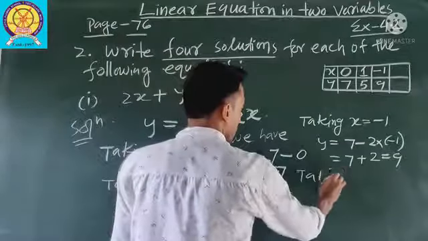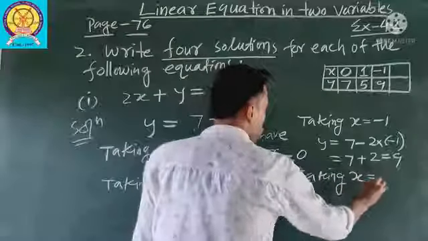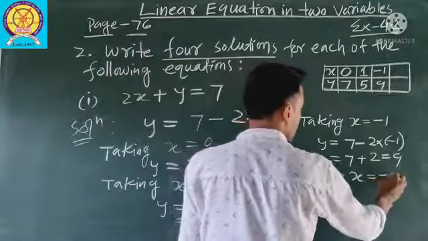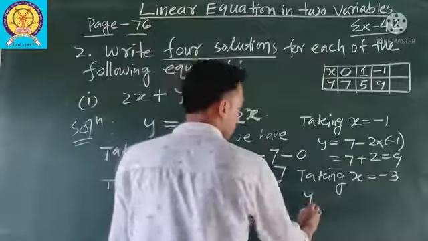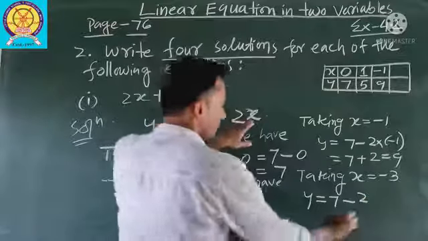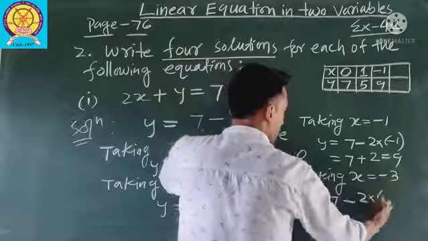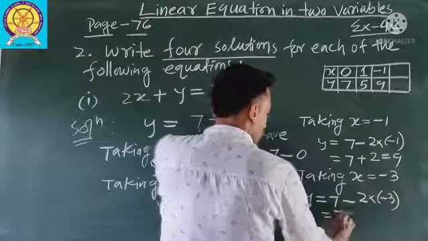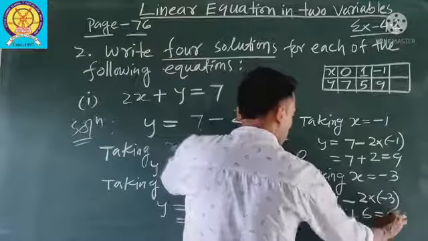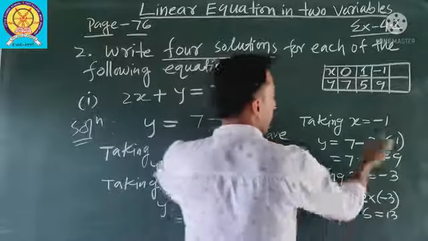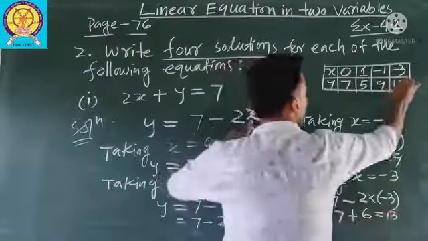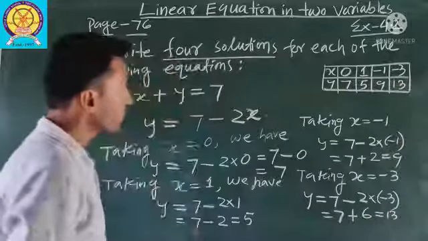Next, x can be any value you take. Take x value, for example, minus 3. y equals 7 minus 2 into x, where x is minus 3. Minus into minus is plus, 2 into 3 is 6. 7 plus 6 is 13. When we take x as minus 3, we get y value 13. So what are the four solutions?